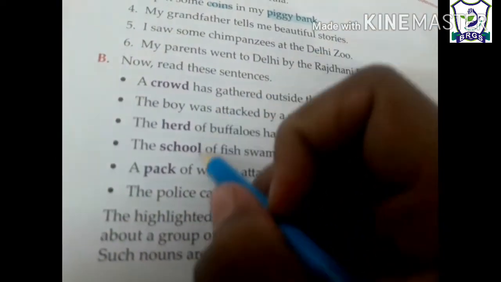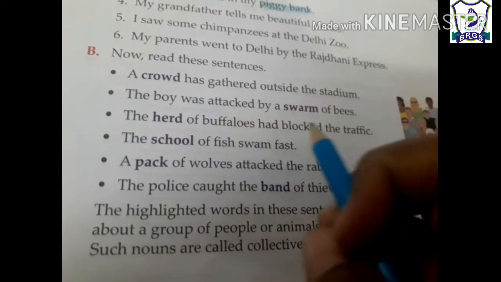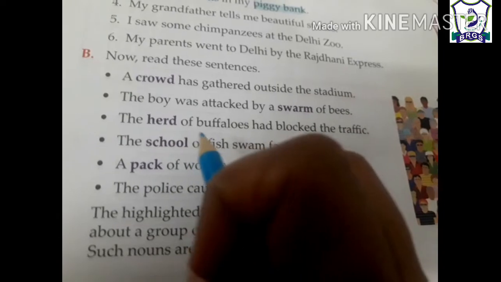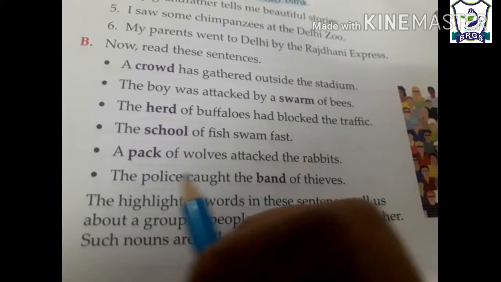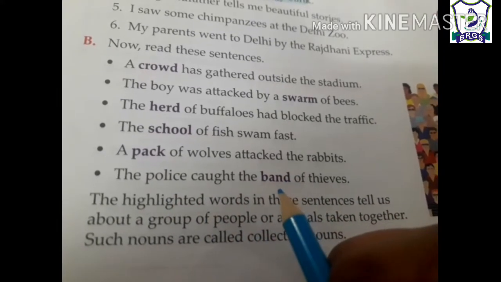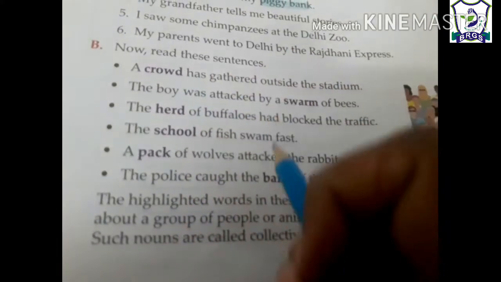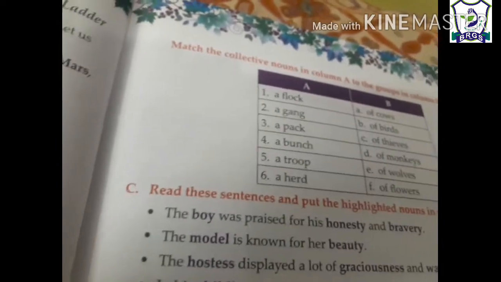Now read these sentences. Crowd has gathered outside the stadium. Boy was attacked by a swarm of bees. Herd of buffaloes had blocked the traffic. The school of fish swam past. A pack of wolves attacked the rabbits. Police caught the band of thieves. So the highlighted words are group names. Yes, and group names are known as collective nouns.